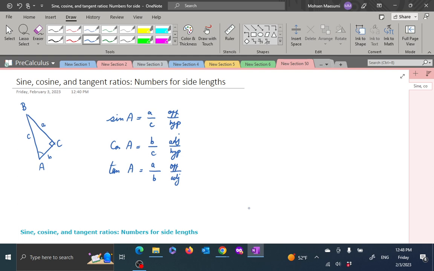And the other three trig functions are just reciprocals of these.